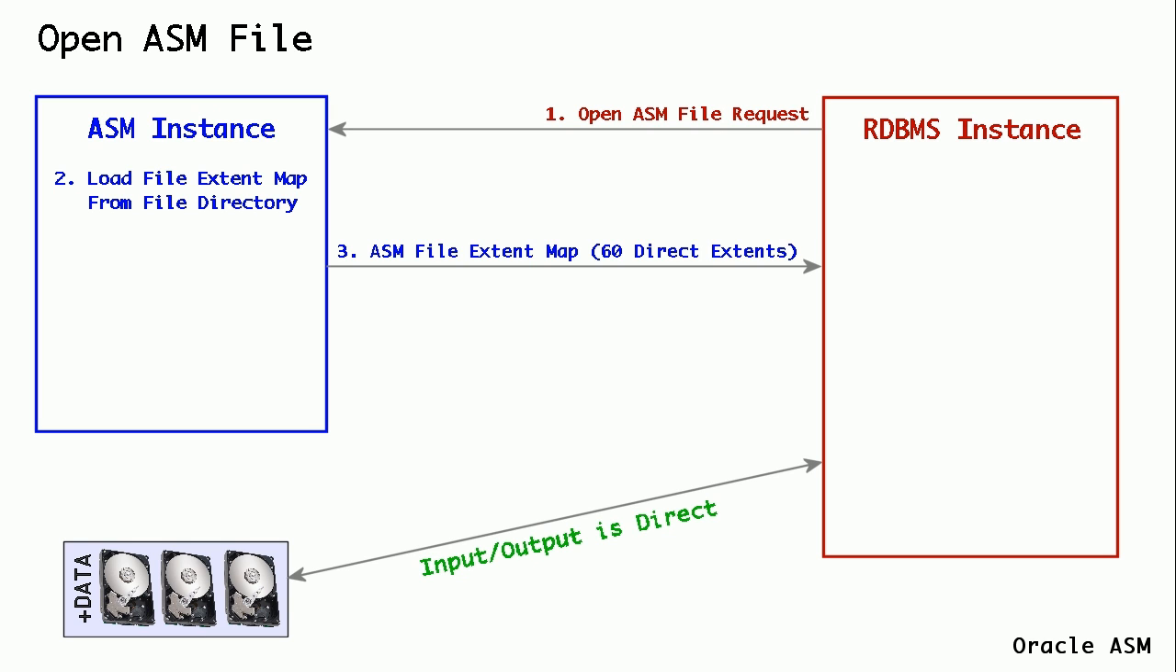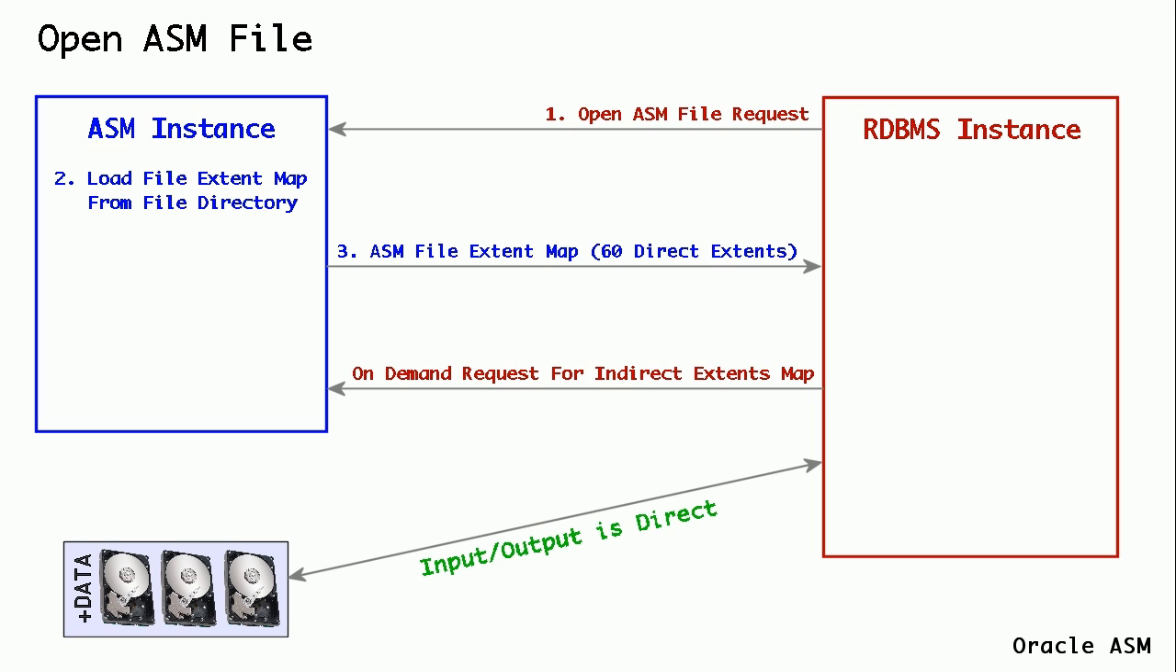Initially, database instance gets only first 60 direct extents from the file extend map. If it requires remaining extents map, it will send an on-demand request for indirect extents map. ASM Instance keeps track of all open ASM files to prevent accidental file deletion. Now, we know that ASM Instance sends the file extend map to database, and database instance keeps this in its system global area.